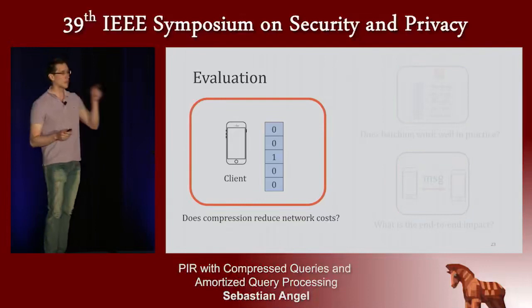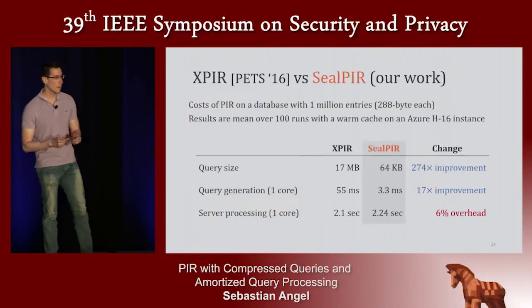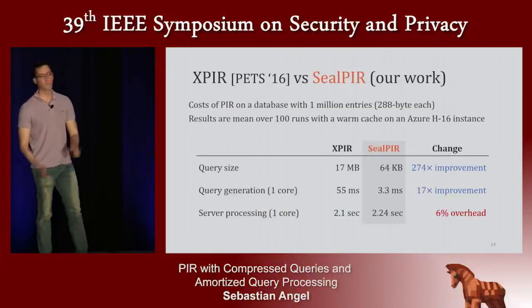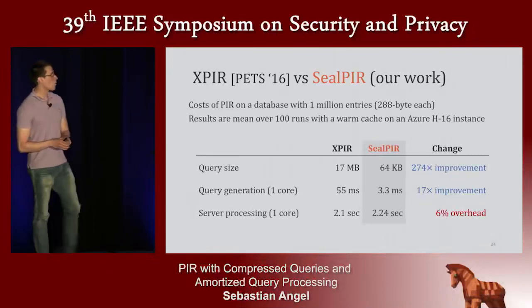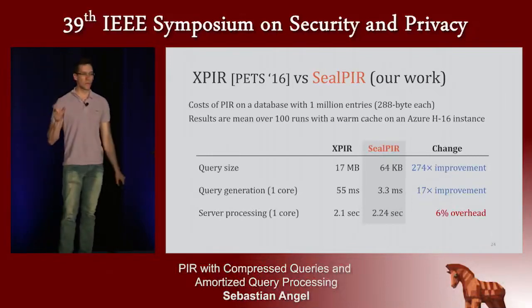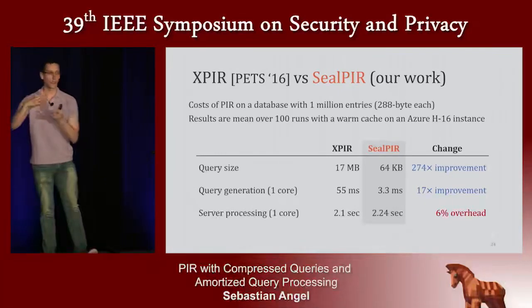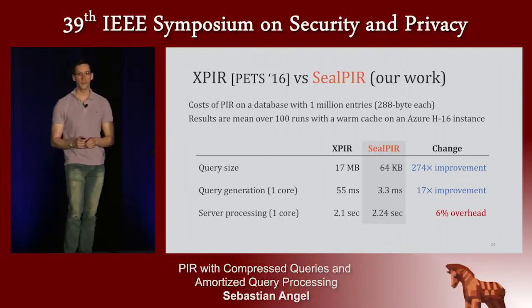So in this talk, I'm going to focus primarily on the cost of compression and decompression. Here I have a comparison with XPIR. This is the cost of running a single PIR query on a database with 1 million entries. Each entry is 288 bytes. And what we find is that compression significantly reduces the network cost, the size of the query, by up to 2 orders of magnitude.